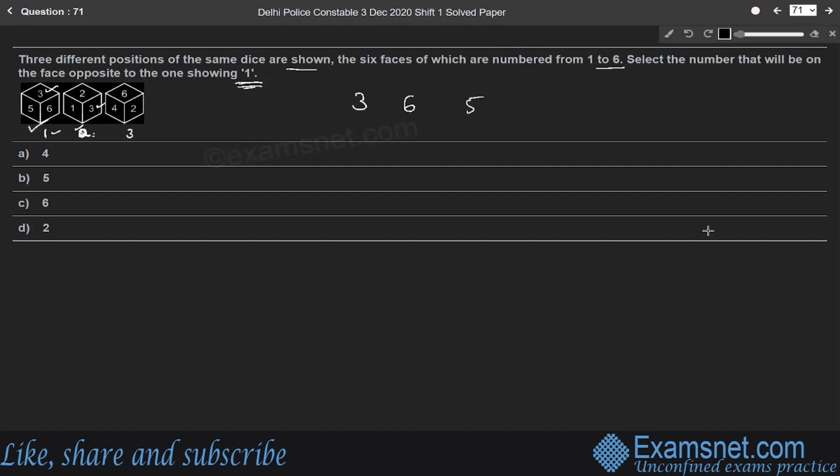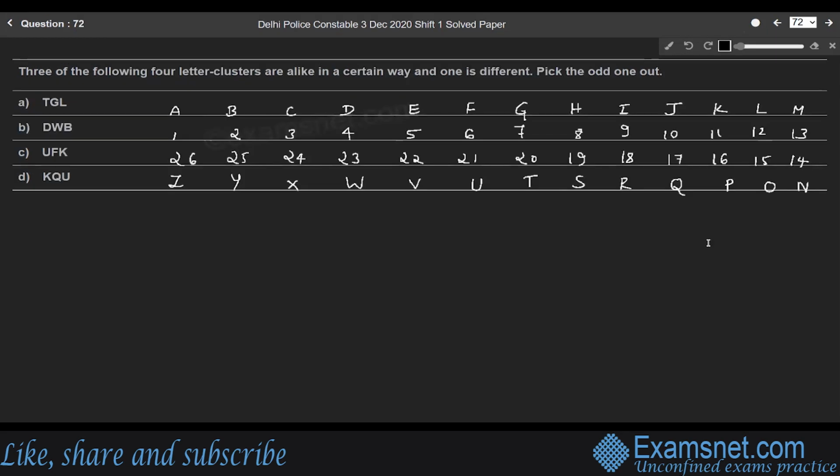And in the second dice, the common face is 3. Starting from the common face, write the numbers in clockwise order: 3, 1, 2. So 6 and 1, 5 and 2 will be opposite faces. Therefore, what is asked? Select the number that will be on the face opposite to the one showing 1. Face 6 is opposite to face 1. Therefore, option C.